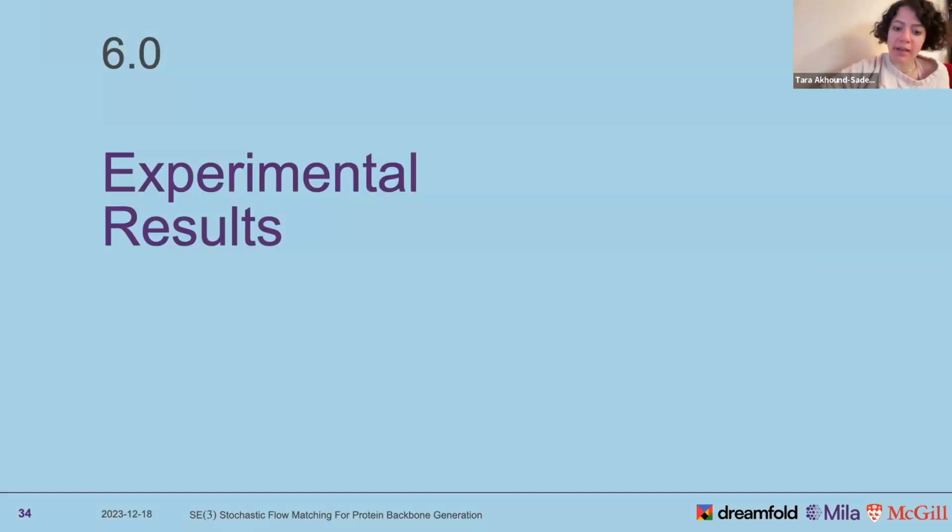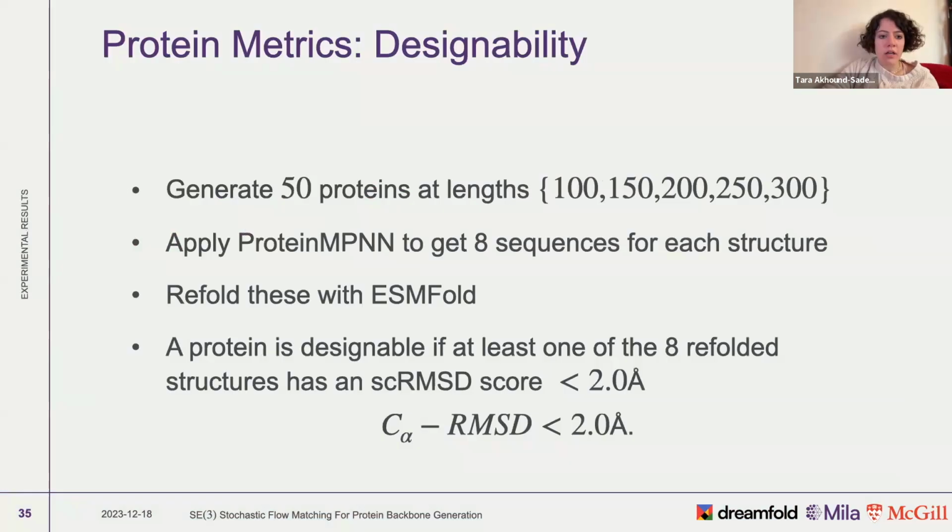And now we can just look at some experimental results from the three models. Very quickly, I'm going to go over the protein metrics which are used to evaluate the models. The first one is designability, where the idea is that you generate 50 proteins at different lengths. Proteins have basically two representations. One is the sequence of amino acids, and one is the structure representation, which is the representation that we use, these frames. We generate these proteins, use ProteinMPNN, which gives sequences from structures, to get 8 sequences per structure, and then we refold them with a folding model called ESMFold.